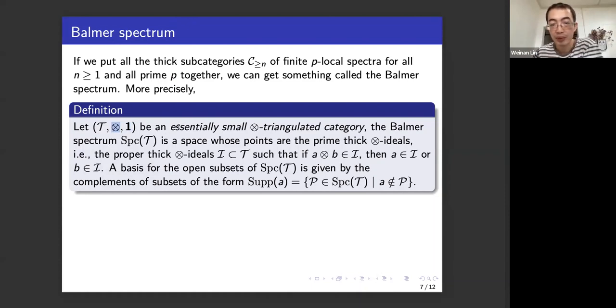And here we need something stronger. We need T to be a tensor triangulated category. I don't define it in the slides, but you can find the precise definition in the reference. The reference I will give will directly use this, so you have to find it in the reference.